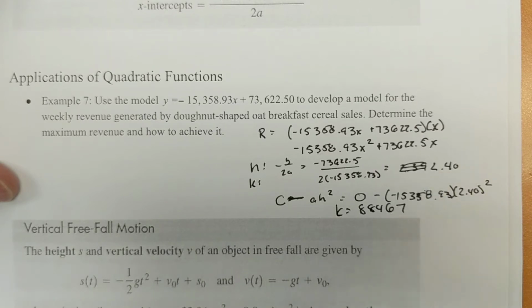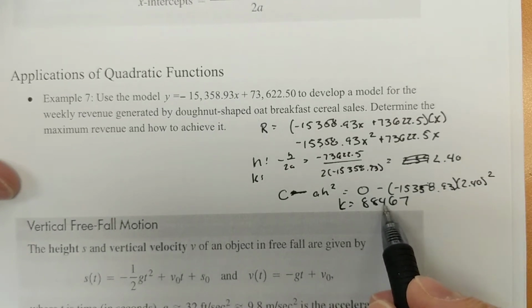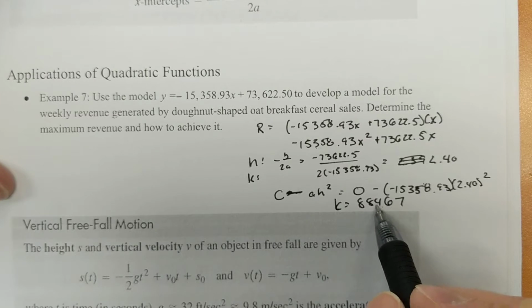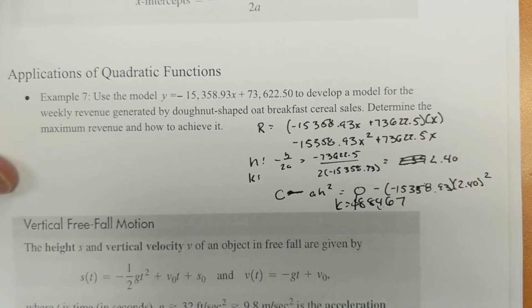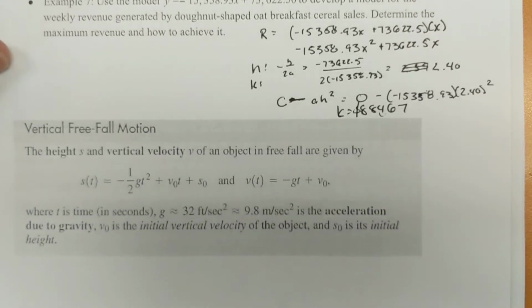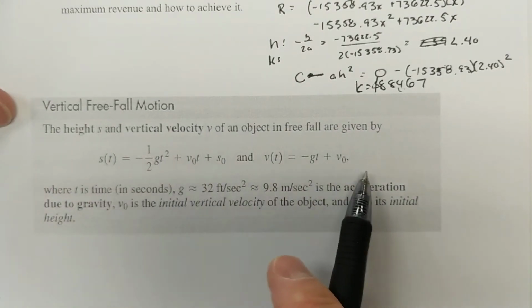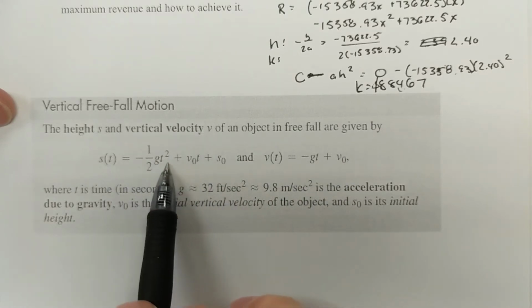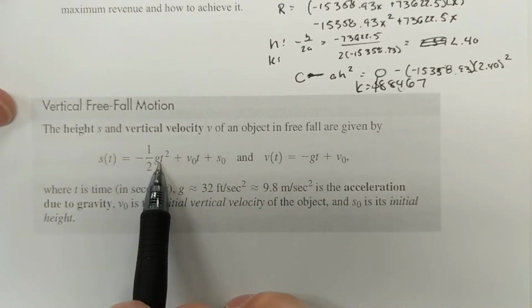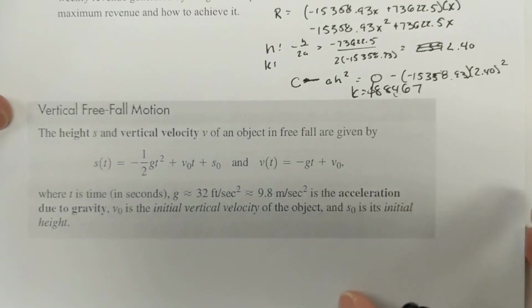So selling that many boxes will give me the revenue. Oh, sorry, since this is y, my equation is R, that's the amount of money I'll make. So if I sell my box at $2.40, I'll be doing the best. So this one down here just refers to an object in free fall. So this is a quadratic, except that it uses t's instead of x's. And then you have this equation here.